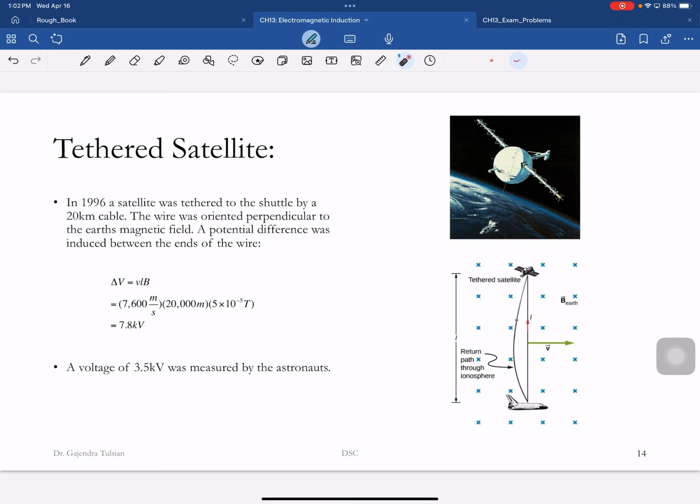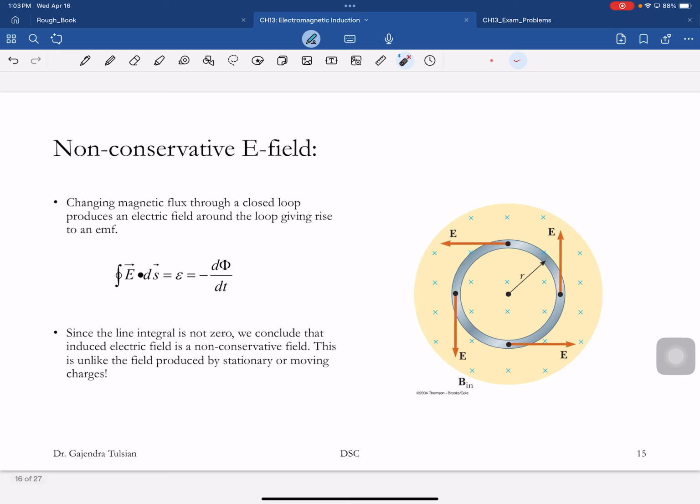So they used a cable like that. That's the speed of the shuttle, 8 kilometers per second, roughly. 20 kilometers, and there's the strength of the Earth's magnetic field. So the voltage that should have developed across this cable should have been 8,000 volts, and roughly about 4,000 volts was generated. Again, some of the charge leaks away. But this was tested out.